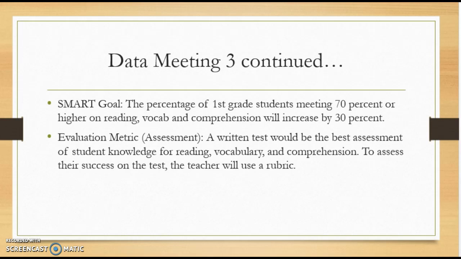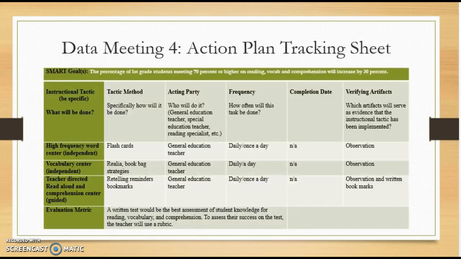Data meeting 3 continued. Our SMART goal was that the percentage of first grade students meeting 70% or higher on reading, vocabulary, and comprehension will increase by 30%. The evaluation metric or assessment consisted of a written test that would be the best assessment of student knowledge for reading, vocabulary, and comprehension. And in order to assess their success in the test, the teacher will use a rubric.